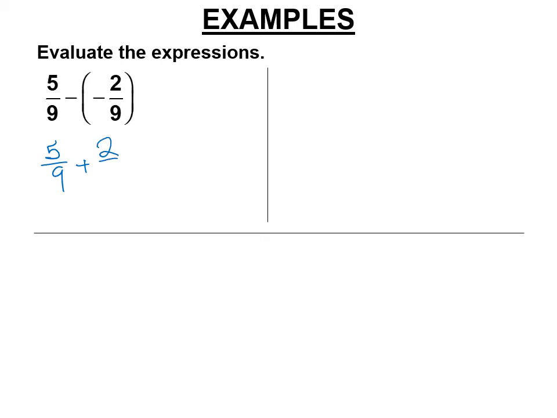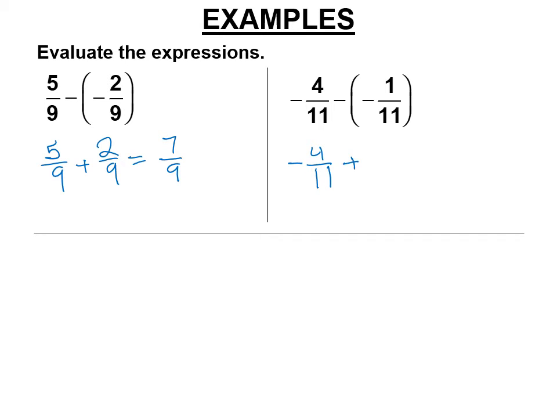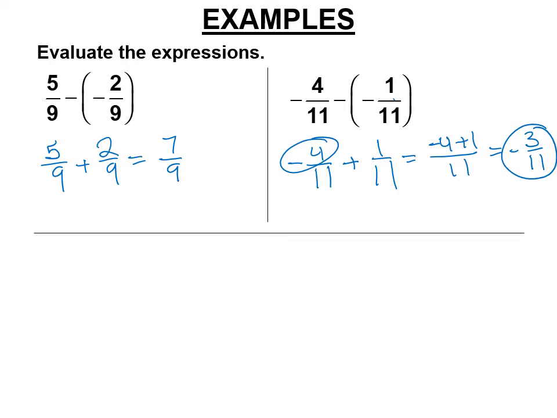Add the opposite, keep the denominator, add up 5 plus 2, you get 7/9. Keep the first number no matter what. You add the opposite. Opposite is positive 1/11. We're going to keep the negative 4 up top. And we get negative 3/11, and you can put that negative sign either atop or in front. Either is acceptable.